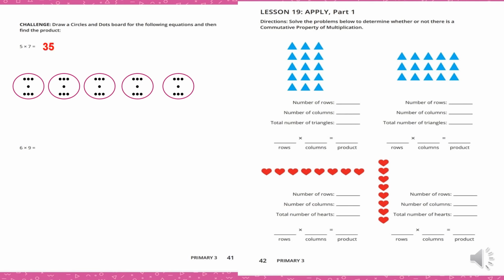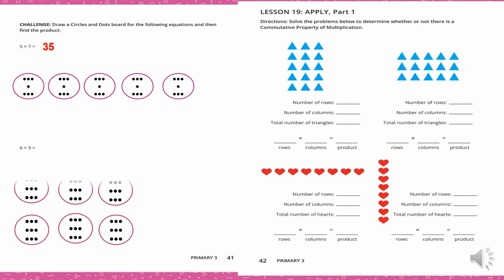So 5 times 7, 35. Here 6 times 9. I can choose 6 for groups and 9 for dots. So I have 6 groups here. Inside each group I have 9 dots. Let's find the total. 6 times 9, 54. This is from the timetable.